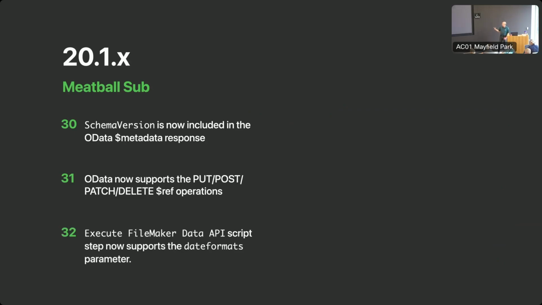On FileMaker Pro and FileMaker Server, the execute FileMaker data API script step now supports the date formats parameter. So if that's something that was missing in what you were trying to do via the data API, that's now an option.